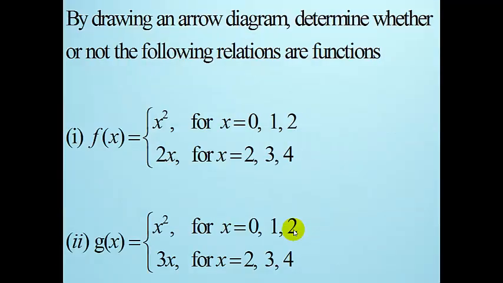Now let's look at this question. By drawing an arrow diagram, determine whether or not the following relations are functions. I. F of x equals x squared for x equals 0, 1, 2, and f of x equals 2x for x equals 2, 3, 4. II. G of x equals x squared for x equals 0, 1, 2, and g of x equals 3x for x equals 2, 3, 4.